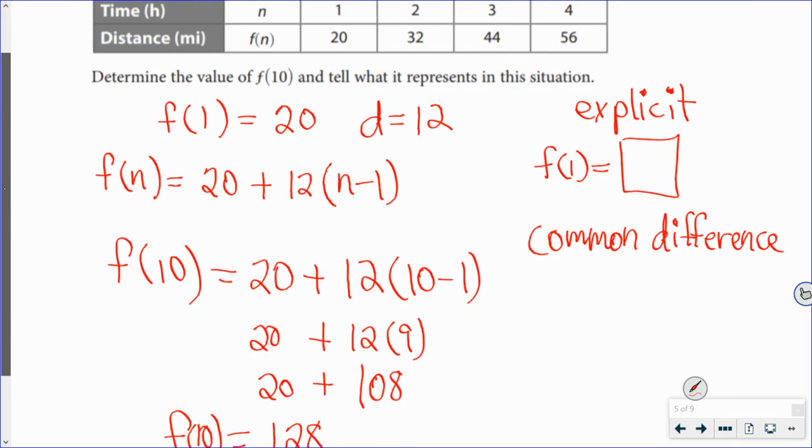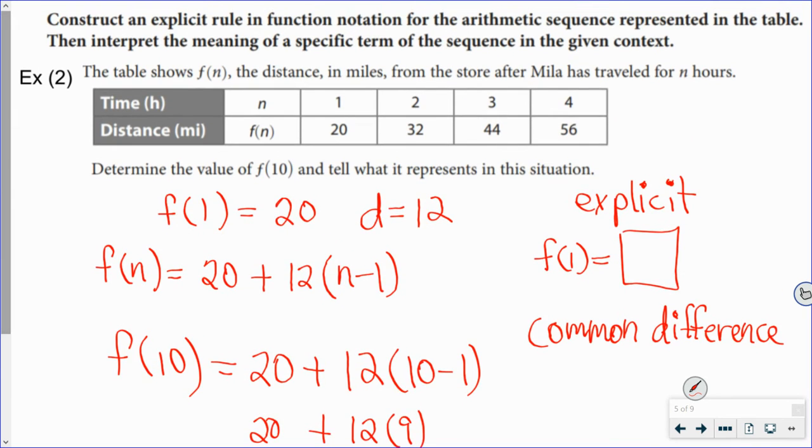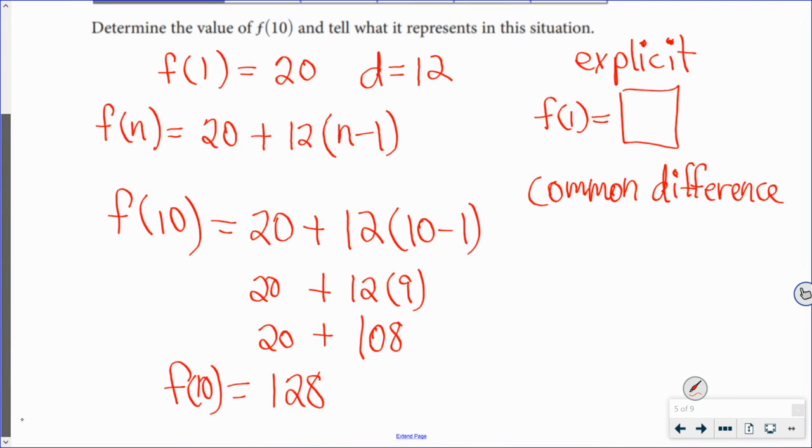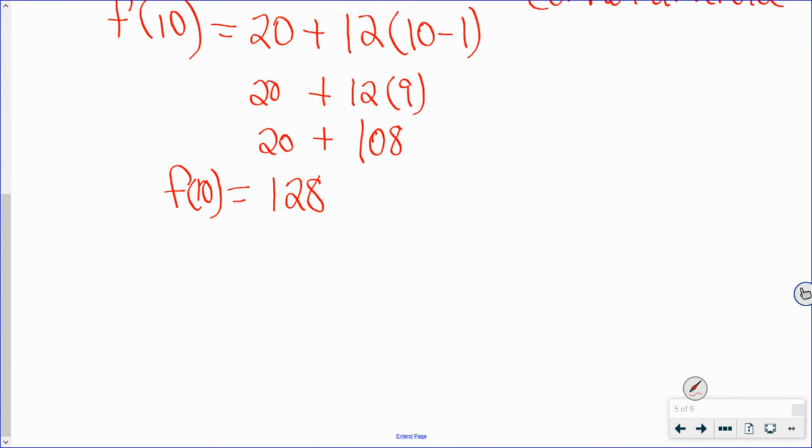Have I answered the question? Well, I haven't hardly. It says this is the distance in miles that she travels after n hours. So determine f of 10 and tell what it represents. So here's what it represents. When I say f of 10 equals 128, I'm saying that Mila has traveled how many hours? She's traveled 108 hours? Y'all didn't think that one through. How long did she travel?